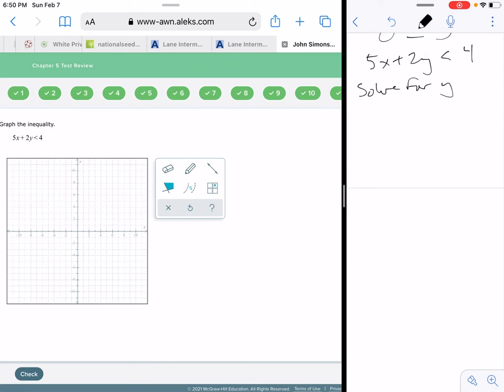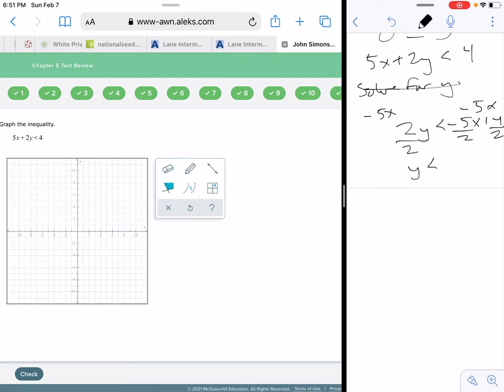So let's do that. We're going to start by subtracting 5x from both sides. That's going to give you 2y is less than or equal to -5x plus 4. And then we're going to divide everything by 2.